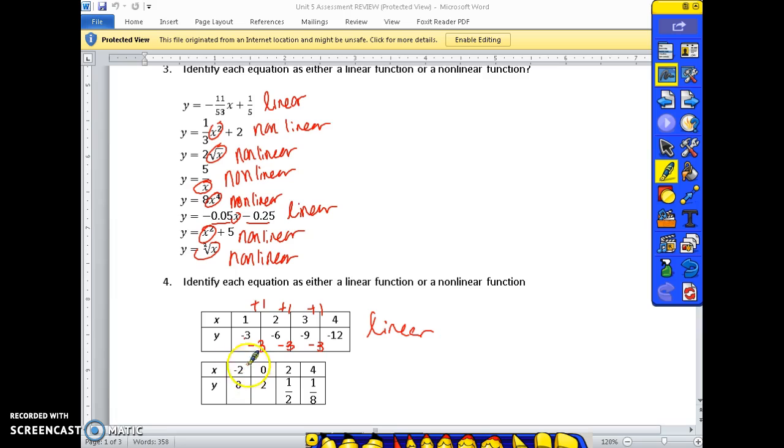For the next one, negative 2 plus 2 gives me 0. 0 plus 2 gives me 2. 2 plus 2 gives me 4. When I look at my y's, 8 minus 6 is 2, but 2 minus 6 is not 1/2, so that is not a linear function. That is nonlinear.